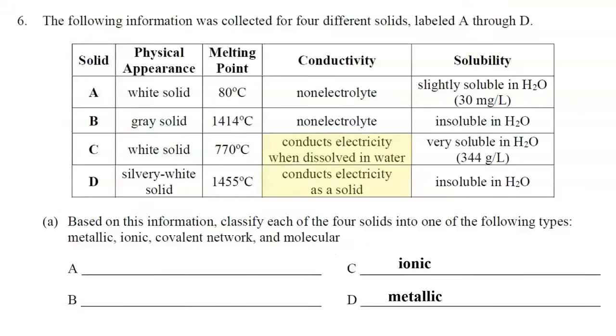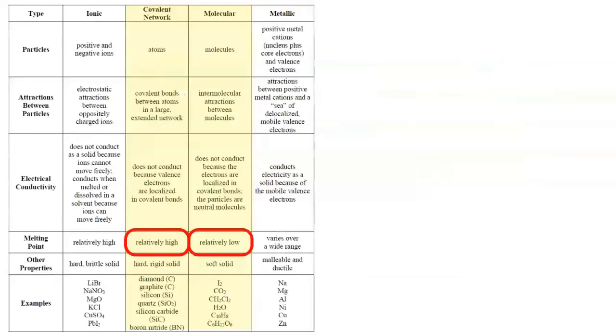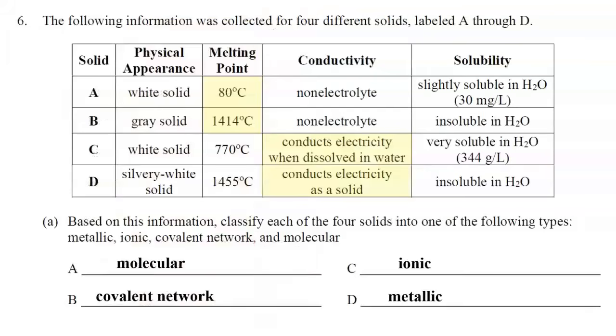Well, now it comes down to solid A and B, which one is molecular and which one is covalent network. So the focus here would be on the difference in the melting point. For a covalent network solid, it has a relatively high melting point because of the strong covalent bonds in all directions, whereas a molecular solid has a relatively low melting point because of the relatively weak intermolecular attractive forces in between the molecules. So the lower melting point, solid A, should be molecular, and the higher melting point, solid B, should be covalent network.